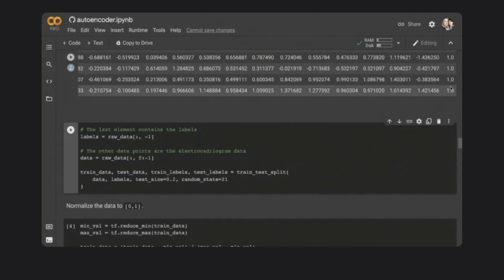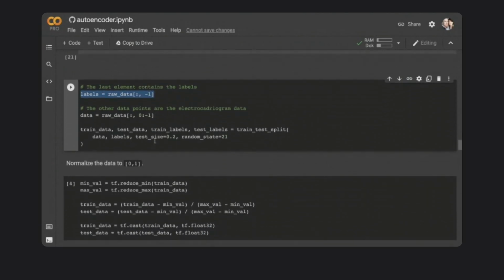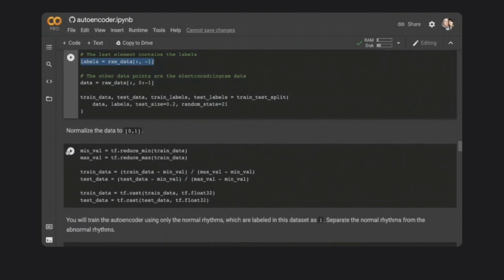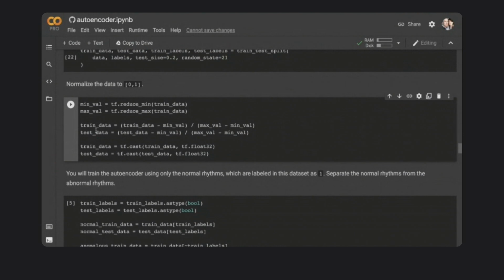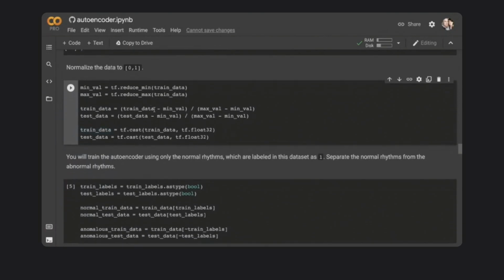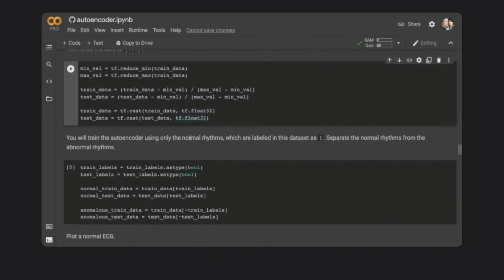The first thing we want to do is get our labels. The labels are the rightmost column. So this piece of code is just going to get the raw data, get the rightmost column, and turn that into our labels. The rest of it, of course, is the 140 data points for the ECGs. Then we want to normalize the data. We're just going to get the min, get the max, and then divide the data minus the min by the max minus the min, just to get a basic normalization of the data. So we have our training data and our test data, and we're going to cast that data into float32s. These float32s will be used to train the network.